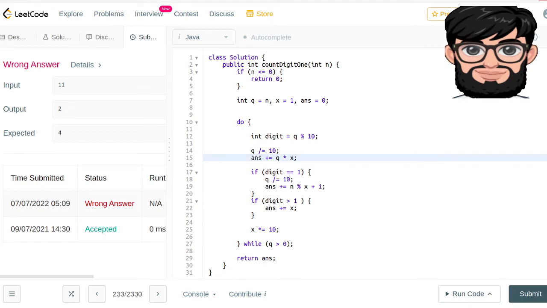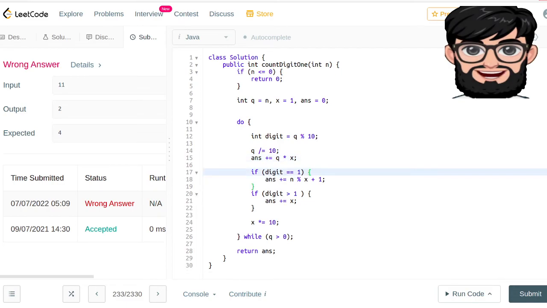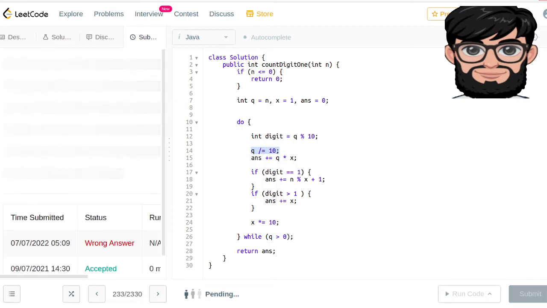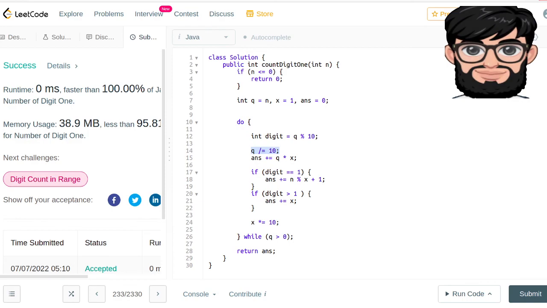Answer is gonna get incremented. I think this is wrong because we just need to divide the q by 10 once, and the answer is gonna be plus equals to n modulus of x plus 1. Yep, and it works.